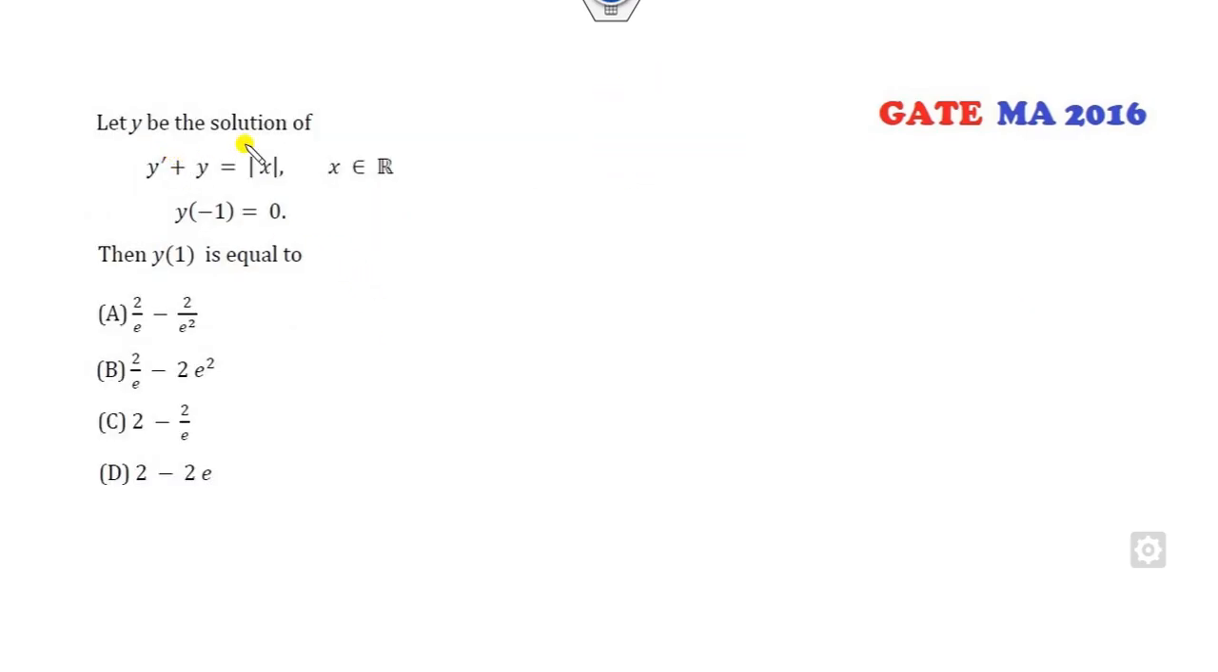Okay, look at that. y is the solution of this, and now they are asking you for the solution, so you have to solve it. Again, the integrating factor is e raised to the power 1 dx, e raised to the power x. So y e raised to the power x is the integration of mod x e raised to the power x dx. Fine. Now the initial condition is also given to you, plus c.